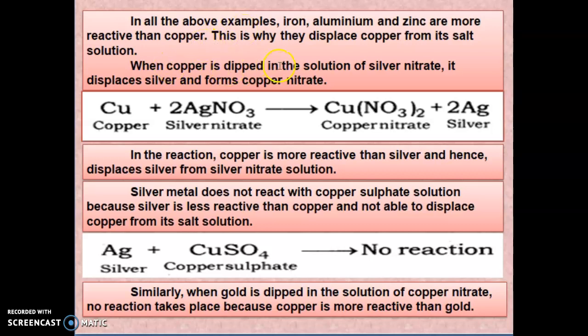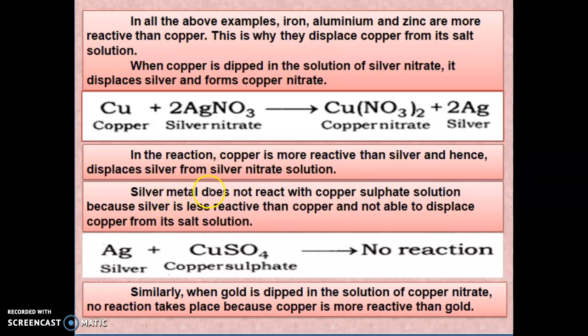When copper is dipped in the solution of silver nitrate, it displaces silver and forms copper nitrate. So when copper reacts with silver nitrate, it will give copper nitrate plus silver. In this reaction, copper is more reactive than silver, hence copper displaces silver from the silver nitrate solution.